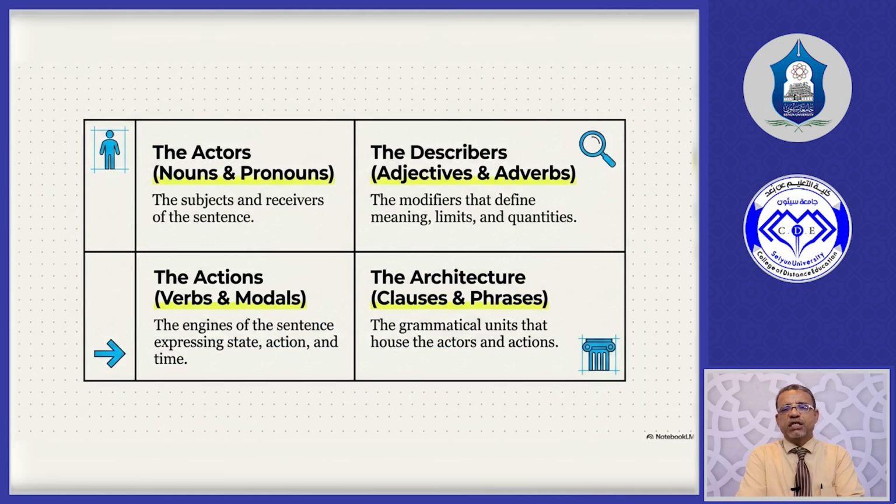Let's see. The sentence in English is made of what? It is made of subject and verb. What could the subject be? It is either a noun or a pronoun. The subject is the doer of the sentence. The noun or what? Pronoun.